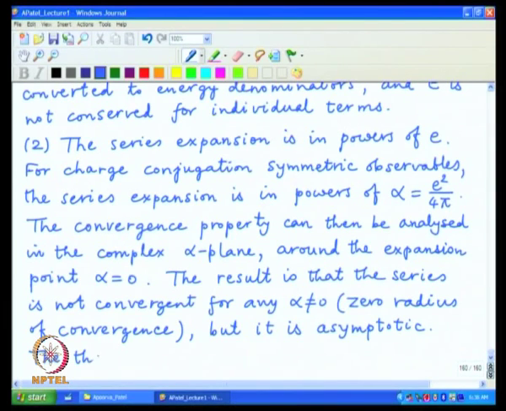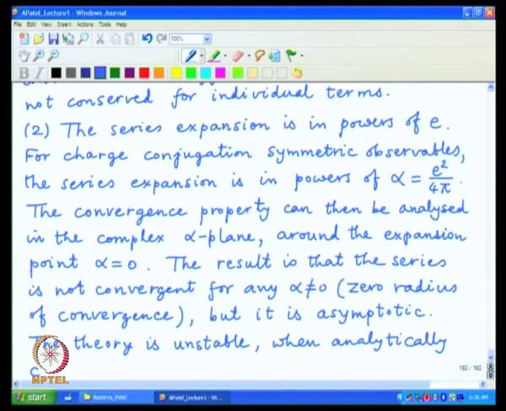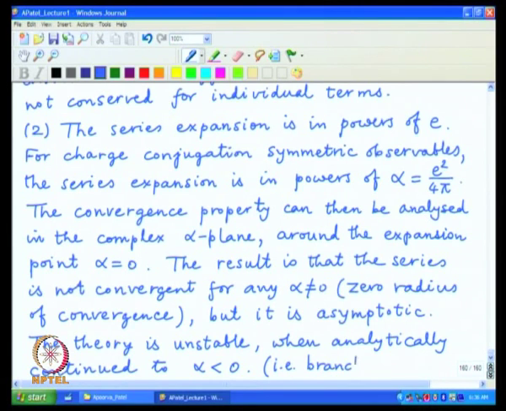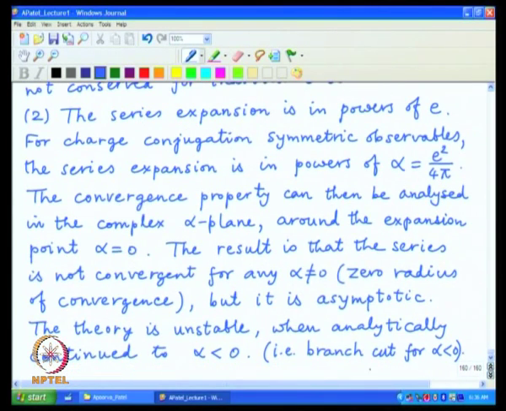the theory is unstable when analytically continued to alpha less than 0, and there is the whole branch cut for the whole negative real axis of alpha, and we will see the argument which substantiates this result next time. It was provided by Dyson.